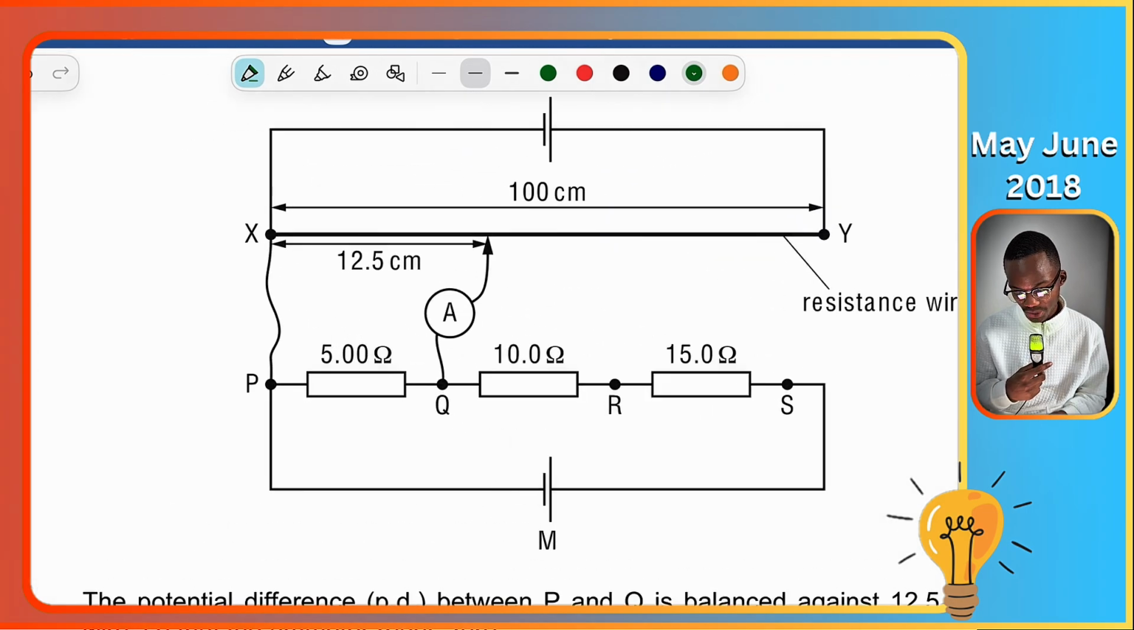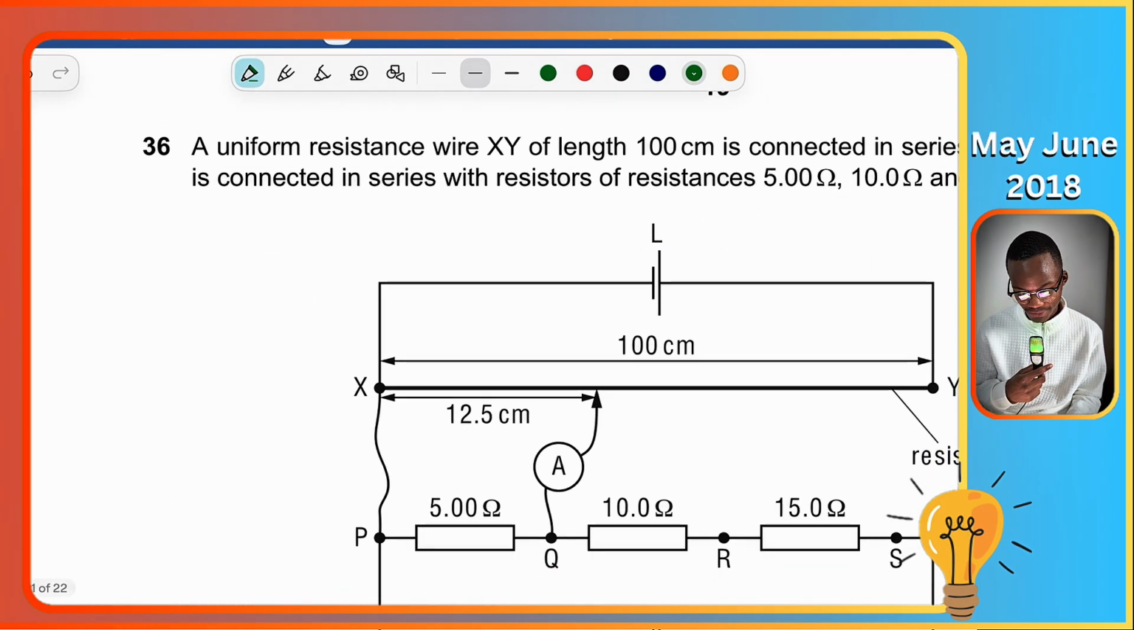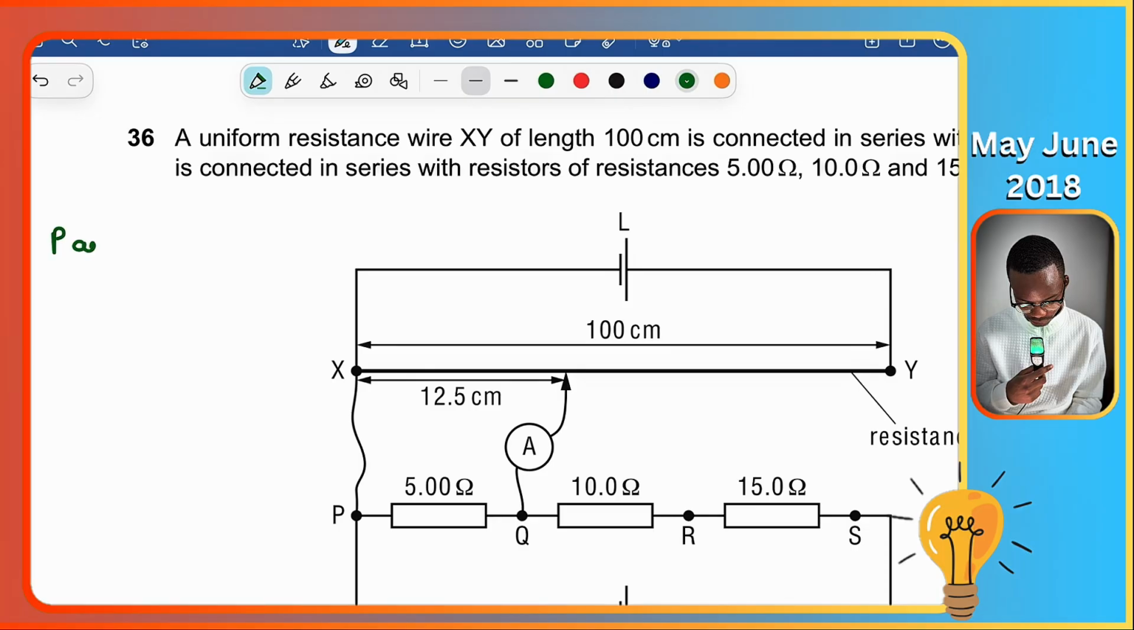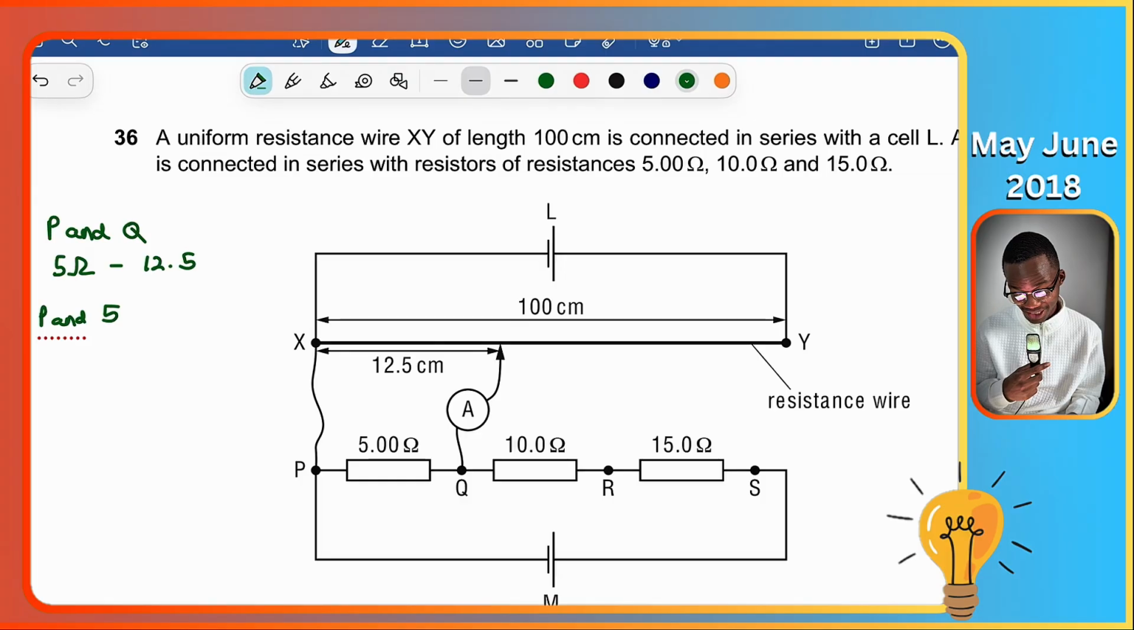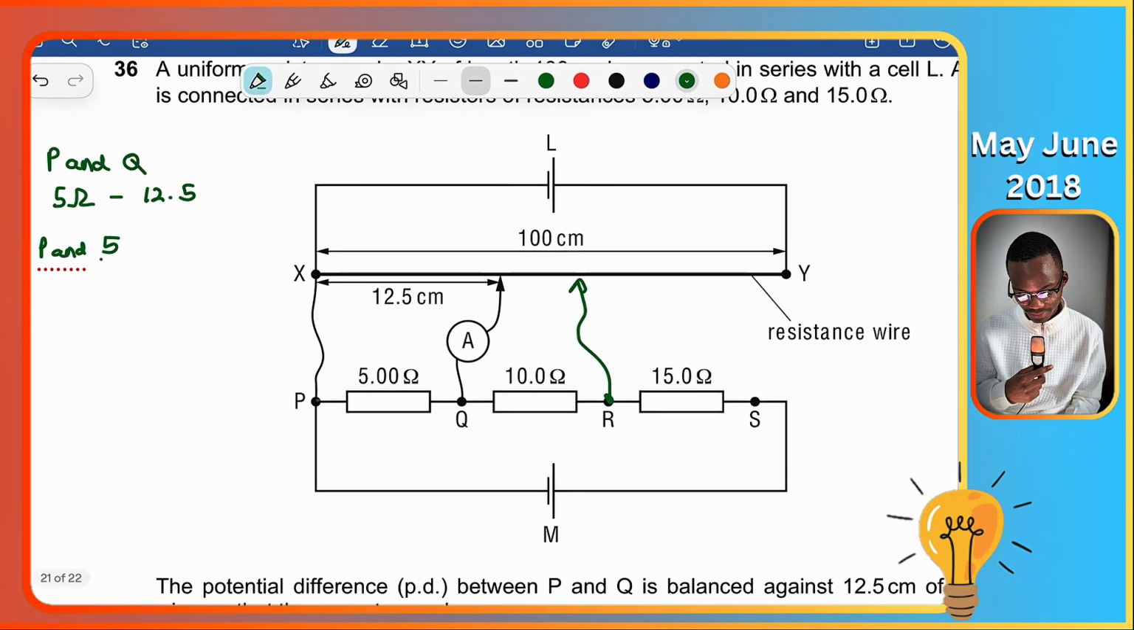So let me show you how easy it was. Between P and Q, you had 5 ohms, and 5 ohms corresponded with 12.5 for it to be balanced. So between P and R, how many ohms do you have? Between P and R, you have 15, because P and R is here. All right? So P and R is 15.